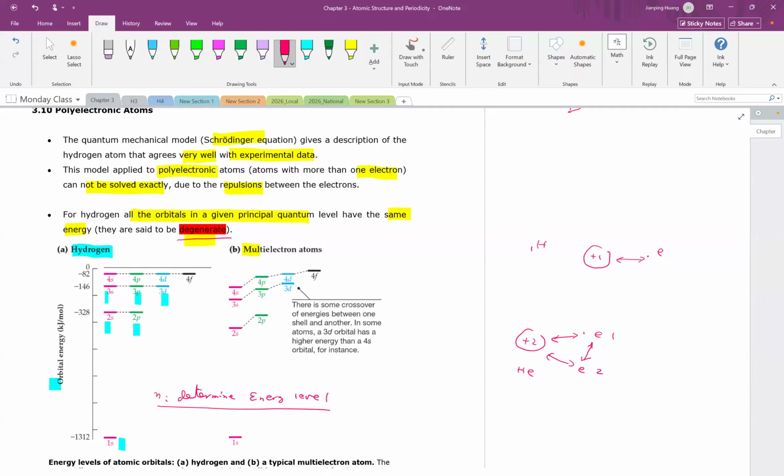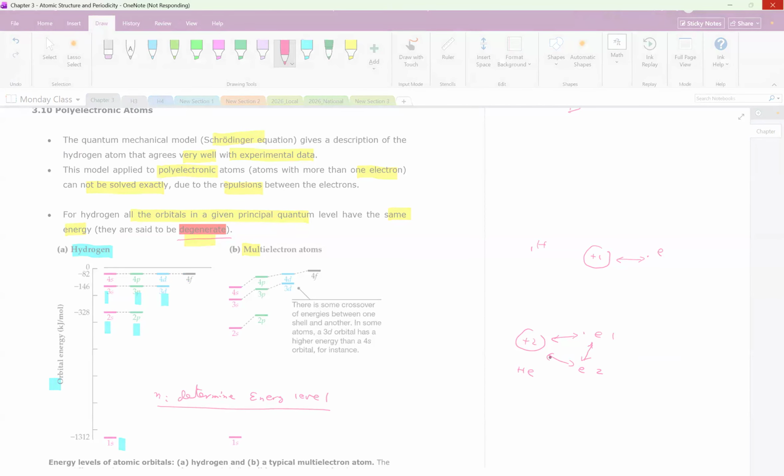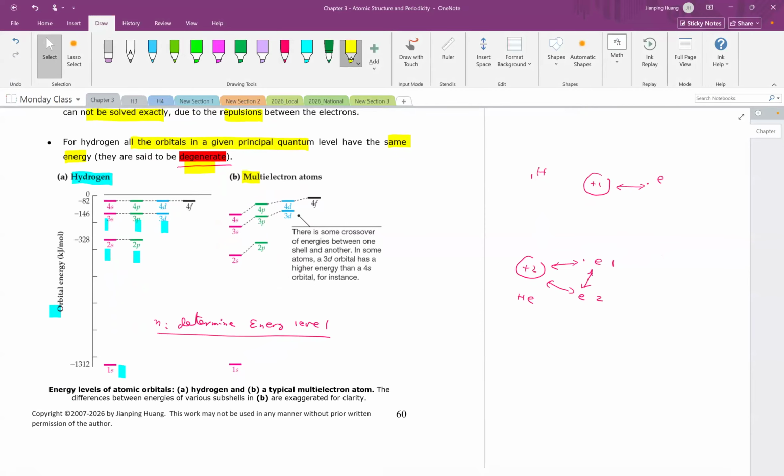So in this case, we cannot solve the Schrodinger equation. We use what? Approximation. And here is the energy level. Did you see the energy level? That's the one. Now, that energy level is not only determined by the N, but also by the L. See, 2s orbital energy is lower than 2p. 3p is lower than 4p, then lower than 3d.